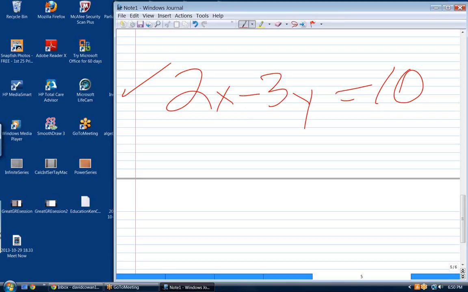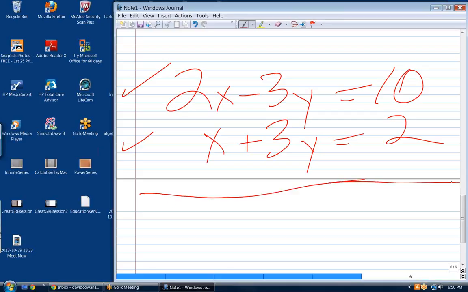Well, let me give you a second equation. x plus 3y equals 2. Now, between these two equations, I can solve for x and y because I now have two equations and two variables, and the easiest way to solve these is by elimination. So having them in standard format is very useful.